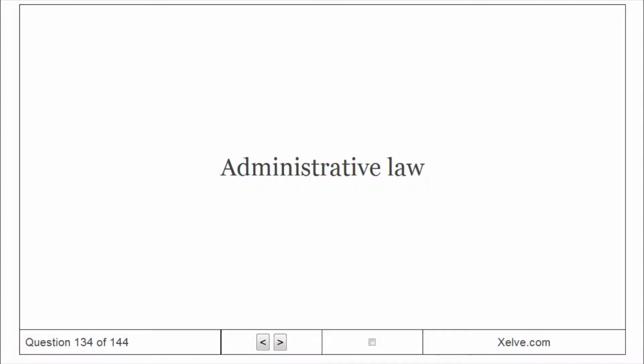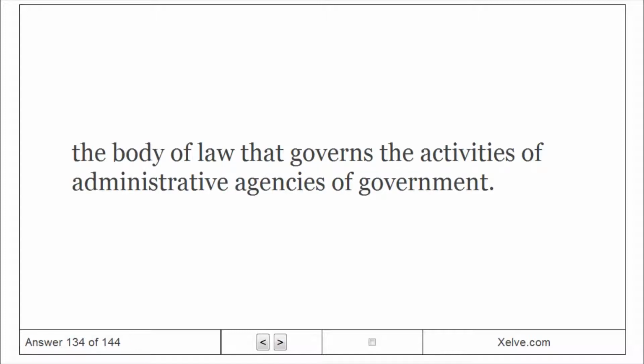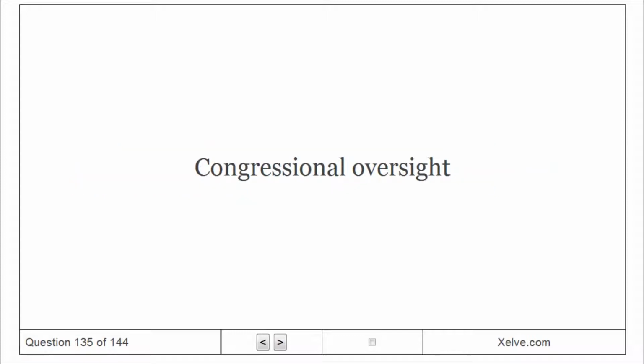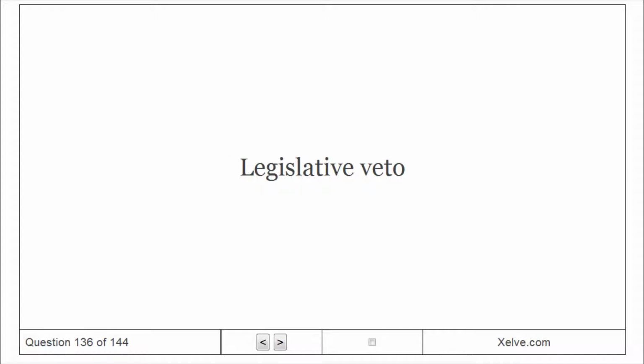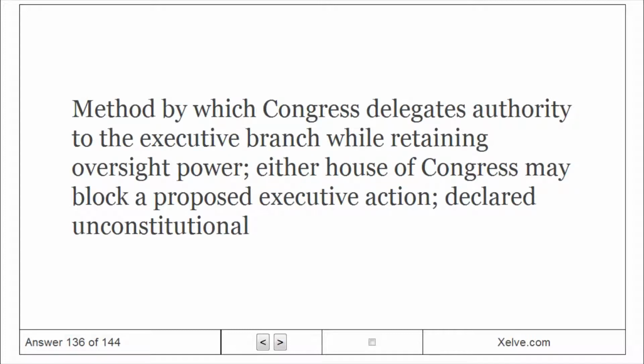Administrative law. The body of law that governs the activities of administrative agencies of government. Congressional oversight. Congressional supervision of the bureaucracy. Legislative veto. Method by which Congress delegates authority to the executive branch while retaining oversight power. Either house of Congress may block a proposed executive action declared unconstitutional.